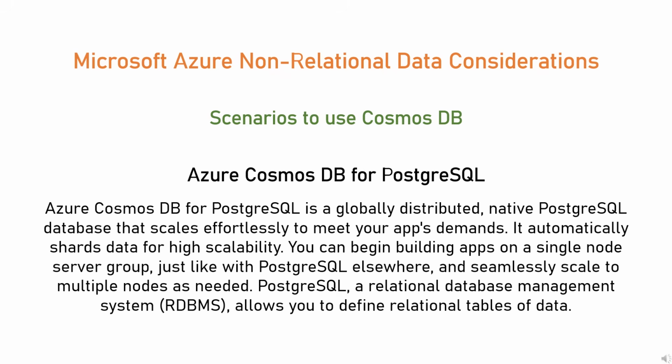Azure Cosmos DB for PostgreSQL. Azure Cosmos DB for PostgreSQL is a globally distributed, native PostgreSQL database that scales effortlessly to meet your app's demands. It automatically shards data for high scalability. You can begin building apps on a single node server group, just like with PostgreSQL elsewhere, and seamlessly scale to multiple nodes as needed. PostgreSQL, a relational database management system, allows you to define relational tables of data.